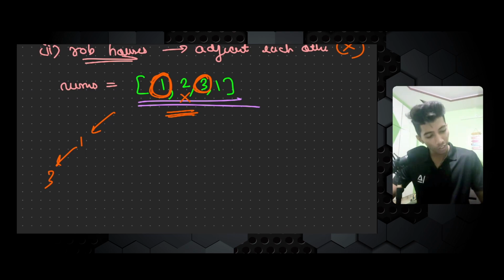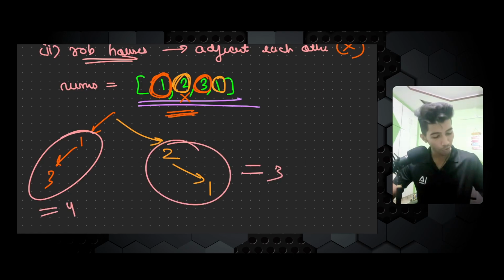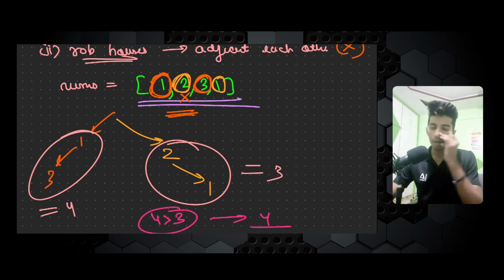Talking about our next case, if I choose the 2, then I cannot choose 3, then I will have to choose 1. So talking about the overall profit, this will contribute a profit of 4, and this will contribute a profit of 3. And as we know that 4 is greater than 3, my output will be 4. So like this, I have to solve this problem.